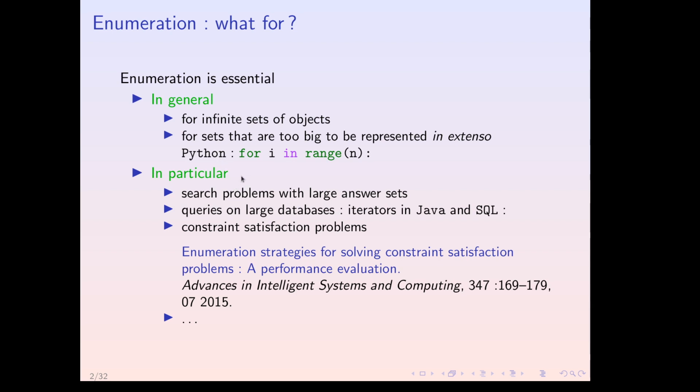In computer science, enumeration is used for such problems with large answer sets or queries on large databases. See, for instance, iterators in Java and SQL, and also in satisfaction problems and other problems of this kind.